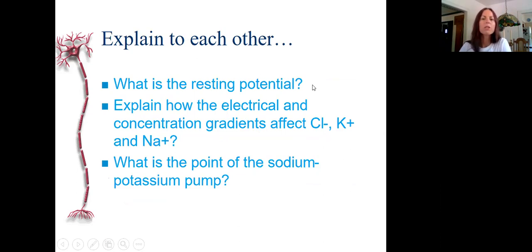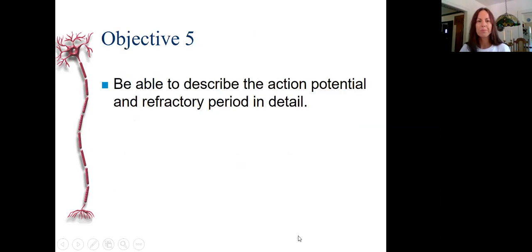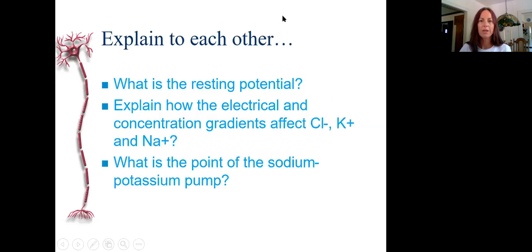The resting potential is when it's negative 70 inside. I want you to know those electrical gradients are positives attracted to negatives, so go through each one of those that way. And the concentration gradient means if it's concentrated in one place, it wants to go to an area of less concentration. And then the point of the sodium-potassium pump is to kick sodium out and get that potassium in. Okay, and we'll work more on Objective 5 in the next video.